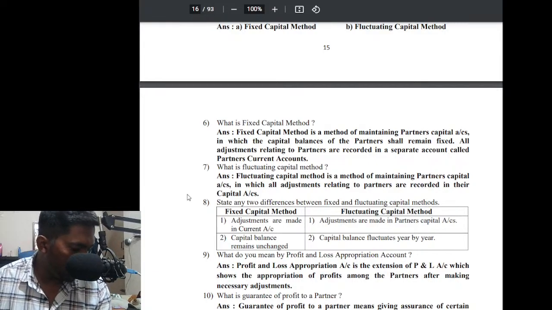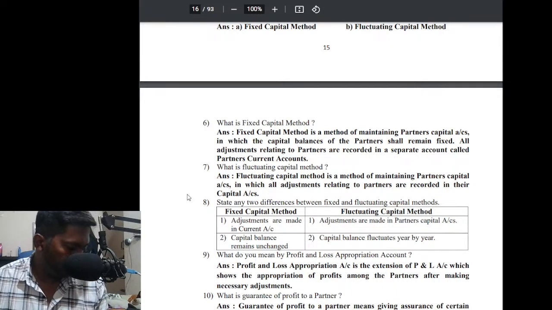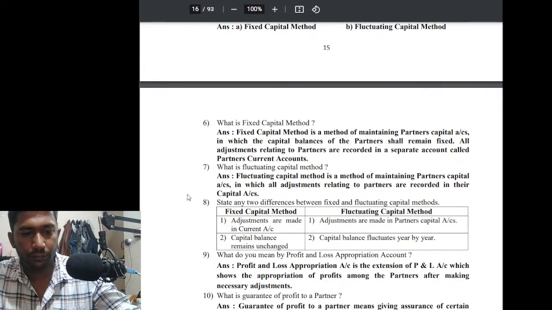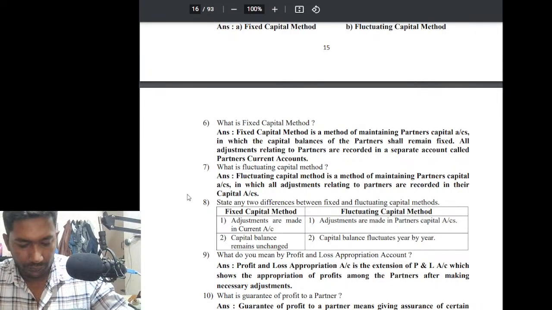Hope your doubt is cleared, Tanvir. Guys, others, those who have doubts, you can ask me.